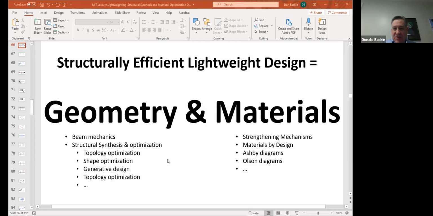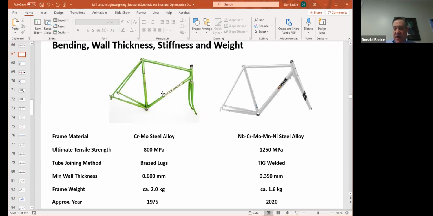So, starting our lecture where we always start our lecture: the most structurally efficient lightweight designs require geometry and materials considerations. That is the theme of this course. Last week we started off finishing up the materials module, but the first part of the beams and geometry design part of this, we started here.